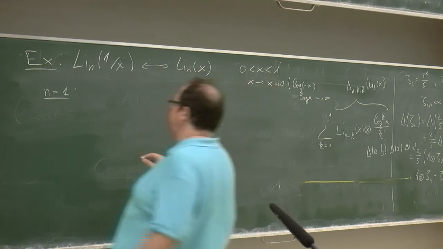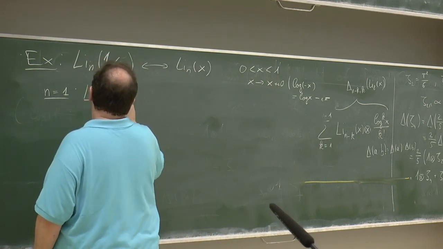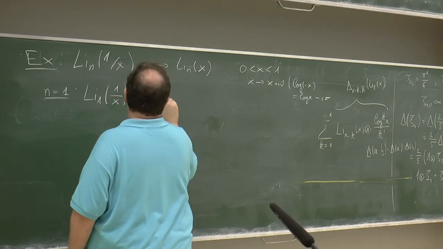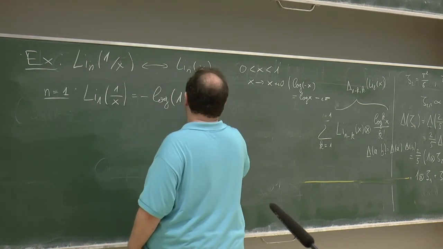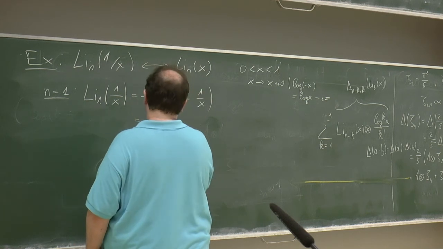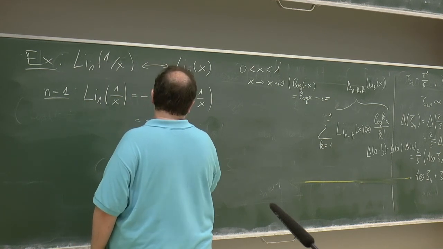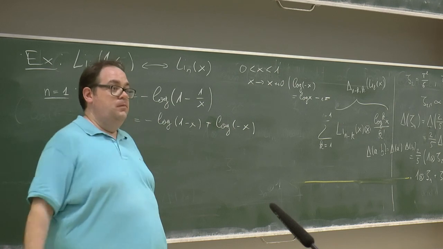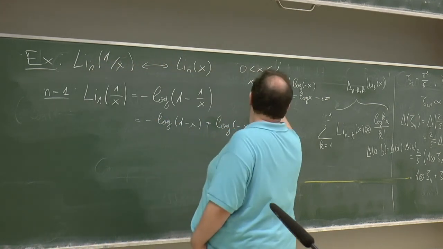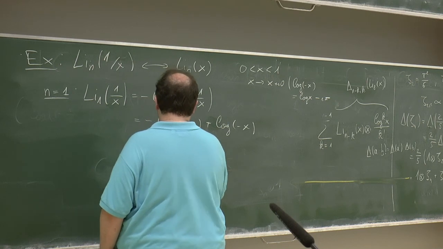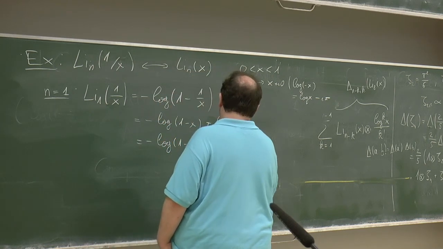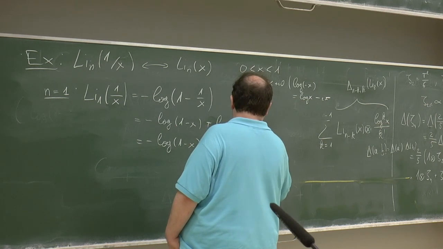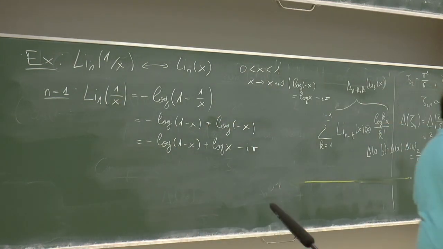Okay, well, what happens if I have n equals 1? L1 of 1 over x is minus log of 1 minus 1 over x. Here it's a log, it's easy, you don't have to do much. This gives me minus log of 1 minus x plus log of minus x. Okay? I decided that I fixed all my branch paths such that log of minus x is this. That was easy. It was easy because it was a log.